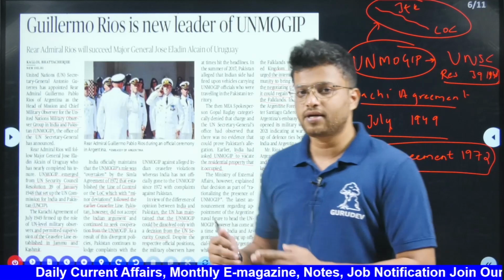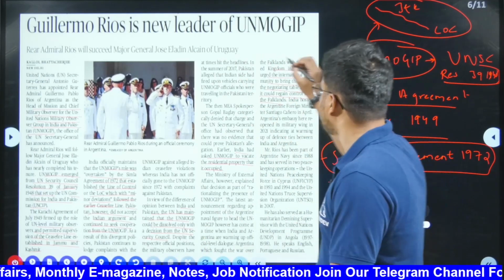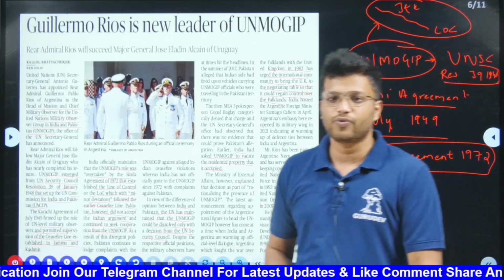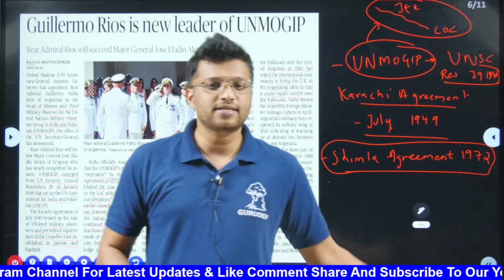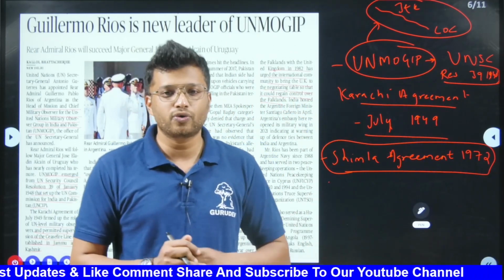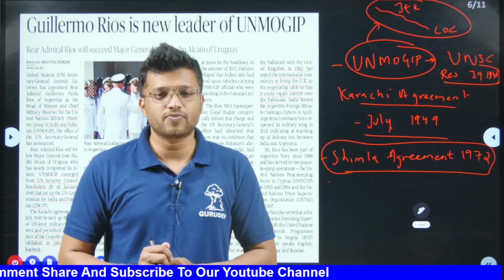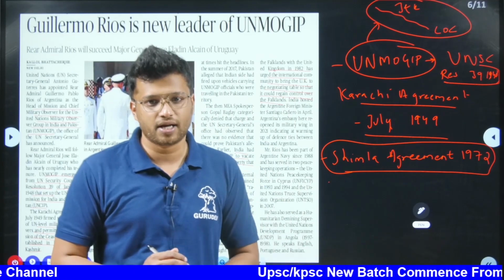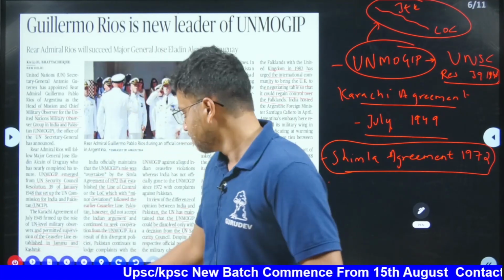The person who comes here is from Argentina. Okay. And Argentina also has a conflict going on with the UK relating to Falkland. So these are some of the issues that are given here. I want you all to just mark out the name. The name is very important, as well as what is UNMOGIP, Karachi Agreement, as well as Shimla Agreement. These are the things you have to look after here.